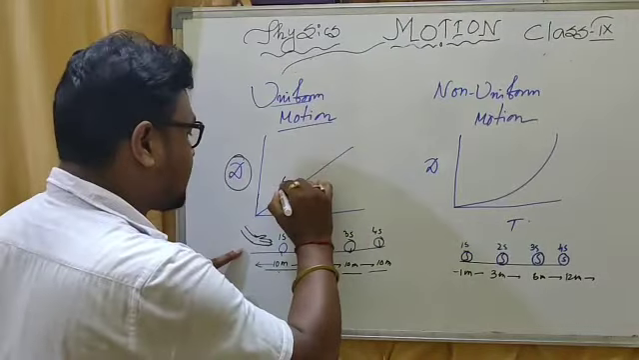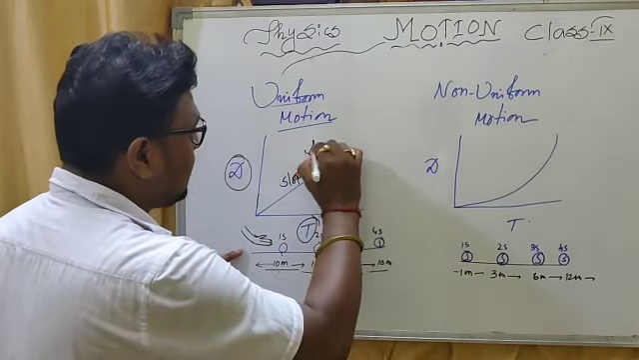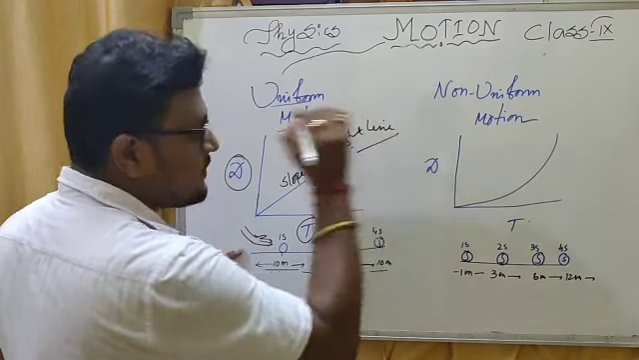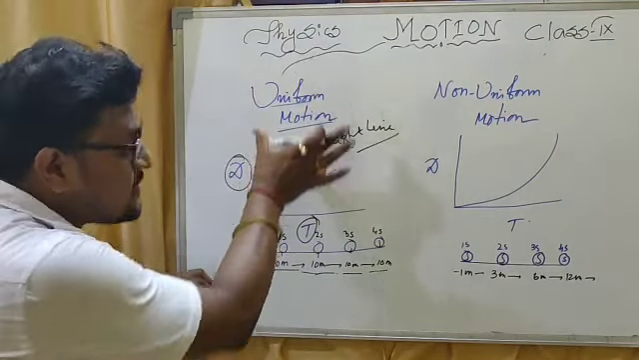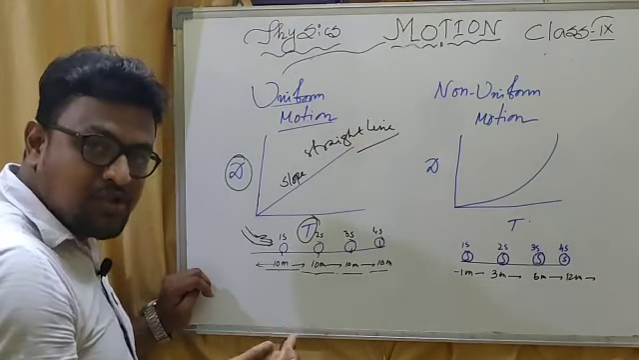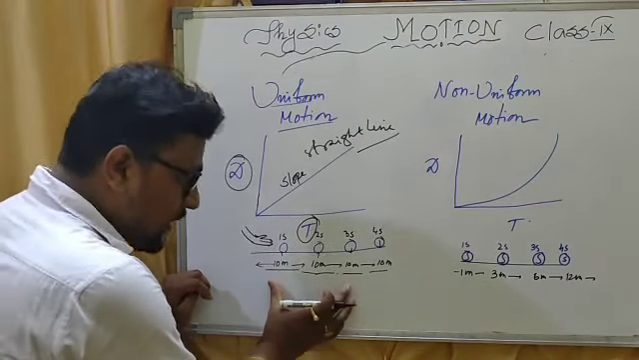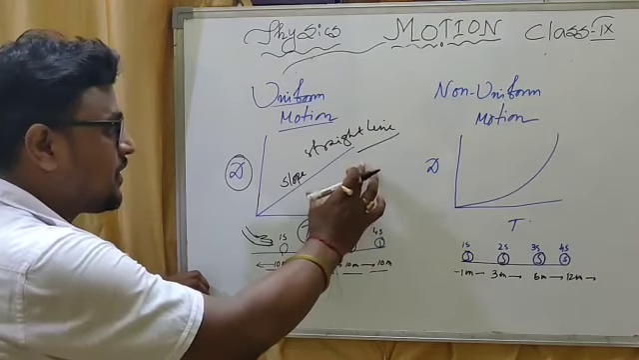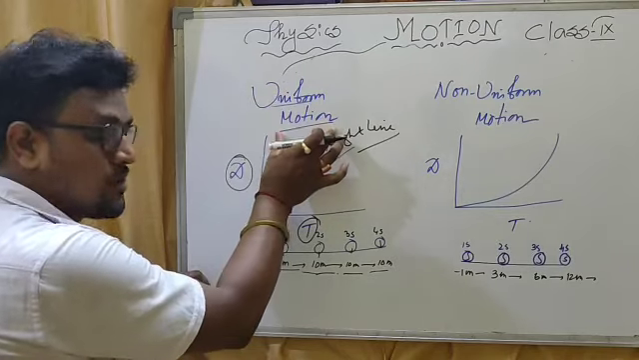That's why the graph slope should always be a straight line, right? So what is uniform motion? An object changes its position in equal distances in equal intervals of time. That is nothing but uniform motion.